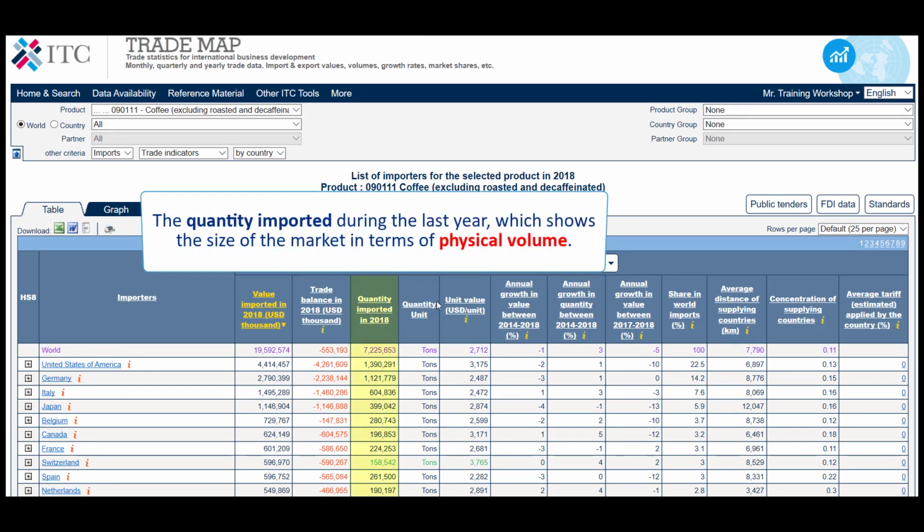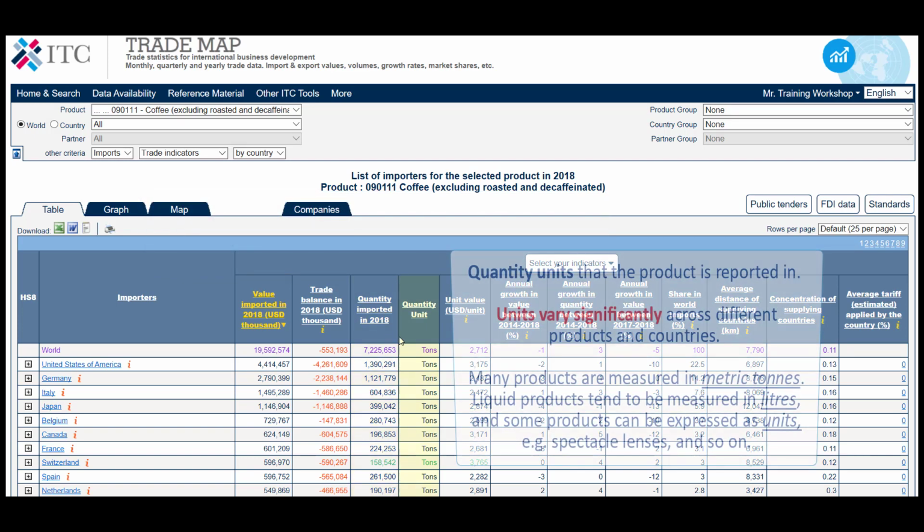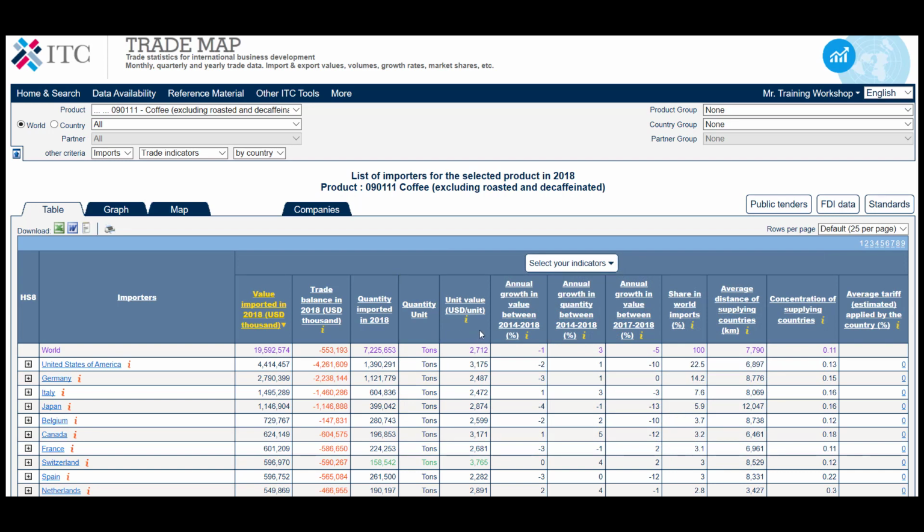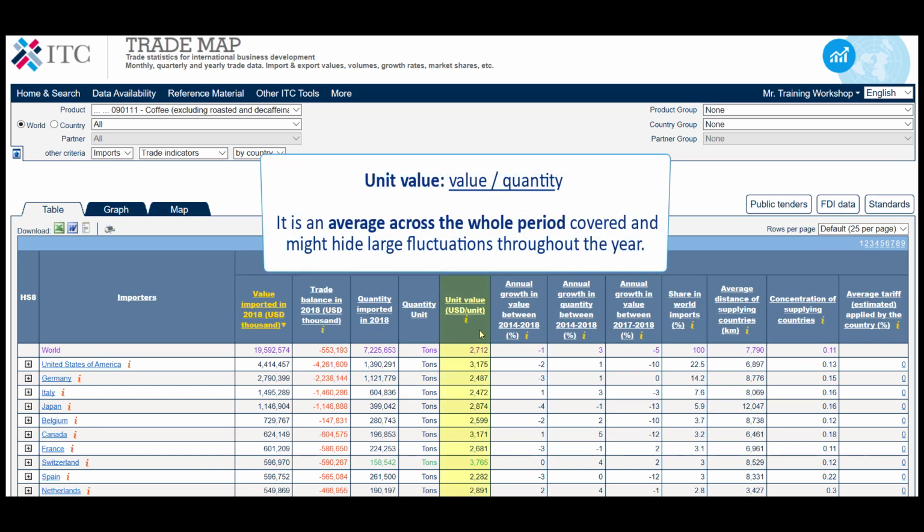The third column has the quantity imported during the last year, which shows the size of the market in terms of physical volume. The fourth column presents the quantity units that the product is reported in. It is worthwhile noting that units vary significantly across different products and countries. Many products are measured in metric tons. Liquid products tend to be measured in liters, and some products can be expressed as units, e.g. spectacle lenses and so on. The final indicator in this section is the unit value, which is the result of dividing the imported value by the imported quantity.